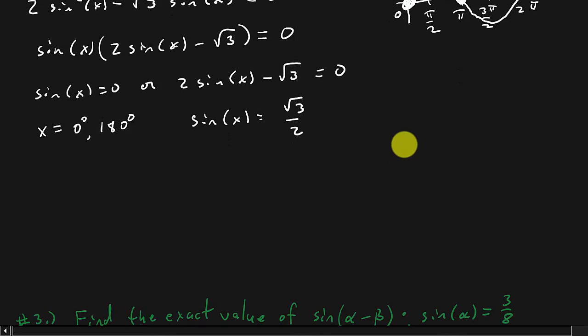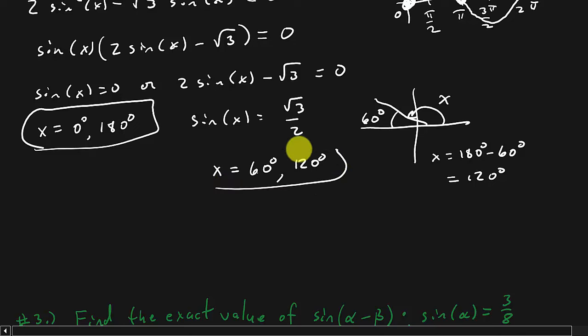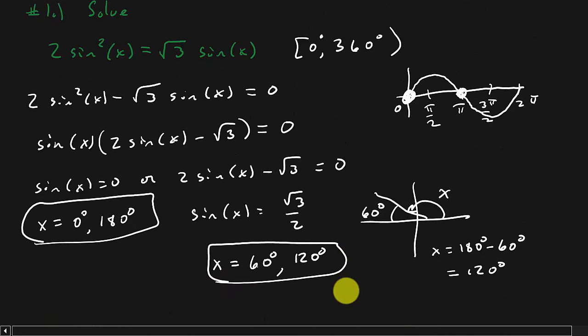And now this one, we get sine x is equal to square root of 3 over 2. And so we get x is equal to what? 60 degrees, because the sine of 60 is square root of 3 over 2. And then we know sine is also positive in the second quadrant. 60 is our reference angle. So x is 180 minus 60, which is 120. So that's 120 degrees. So these are the solutions between 0 and 360.